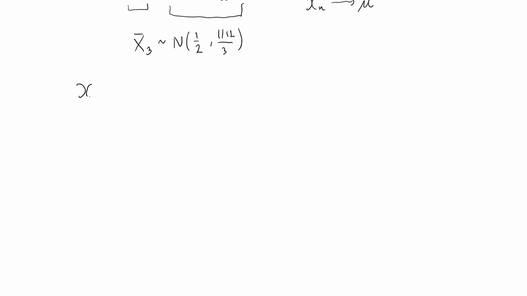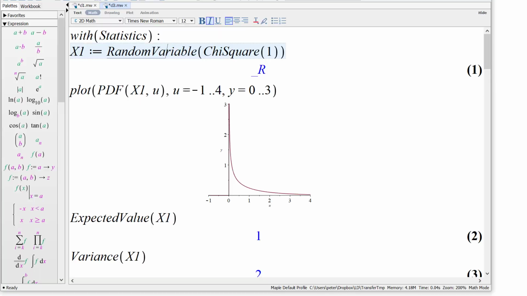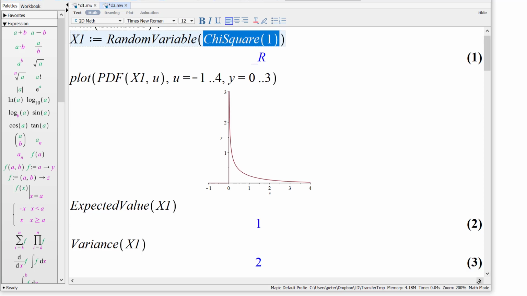In this demonstration, xi will follow a chi-square distribution with 1 degree of freedom. So I start by defining my first random variable as a chi-square with 1 degree of freedom. The PDF of this random variable looks like this. It's heavily skewed and not at all symmetric around its expected value, which is 1. The variance of the chi-square 1 is 2.